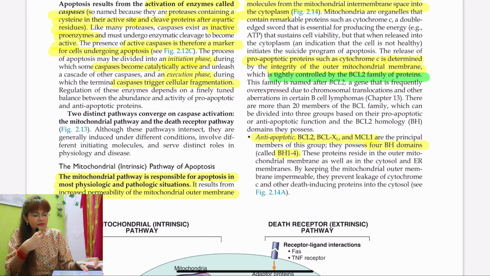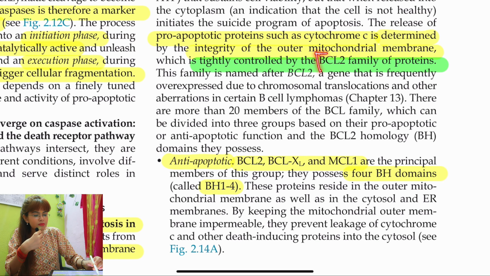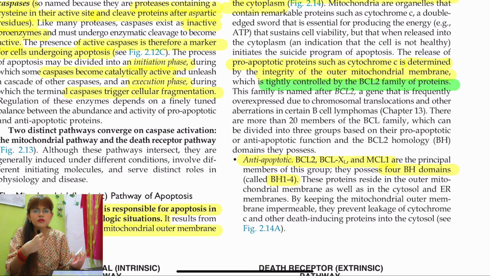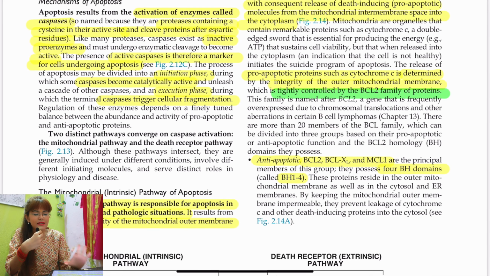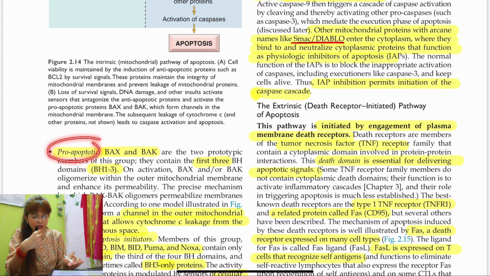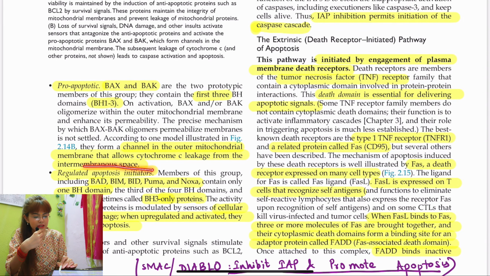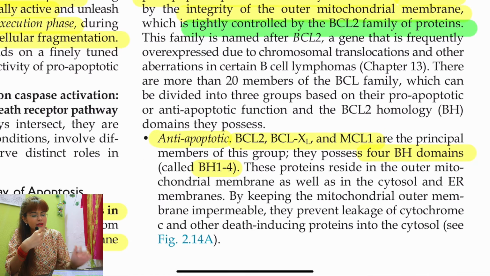Now there is a very important point, and that is there is something called the BCL2 family of proteins present in the outer mitochondrial membrane, which regulates the entire process of apoptosis by the mitochondrial pathway. There are basically three types of proteins which regulate this entire pathway. So I'm going to first talk about the mitochondrial pathway, or the intrinsic pathway, of apoptosis. This is a very difficult one, so please pay attention. The first one is the anti-apoptotic ones, the next one is the pro-apoptotic, and the third one is the regulated apoptosis initiators. Just by the name only you can understand this.